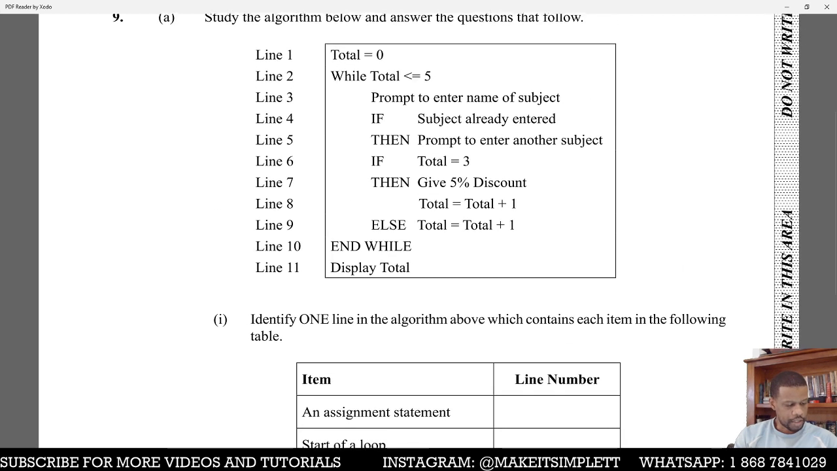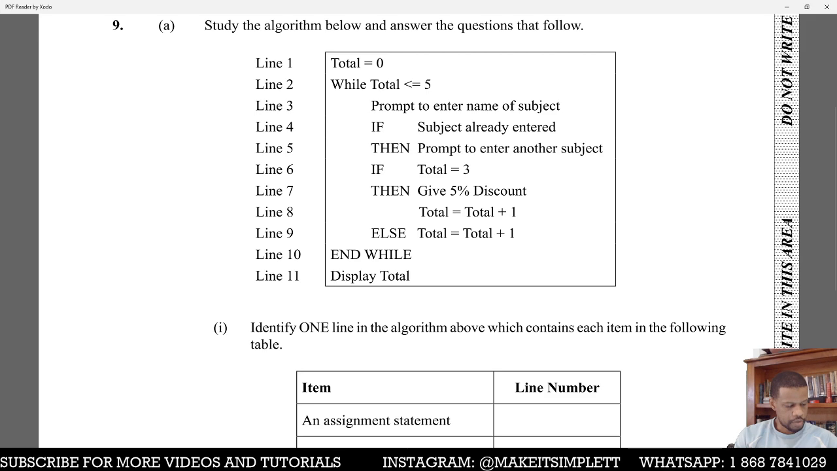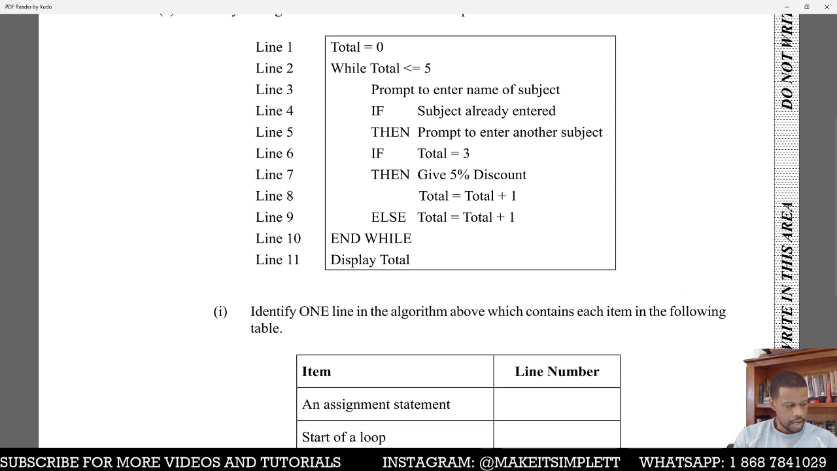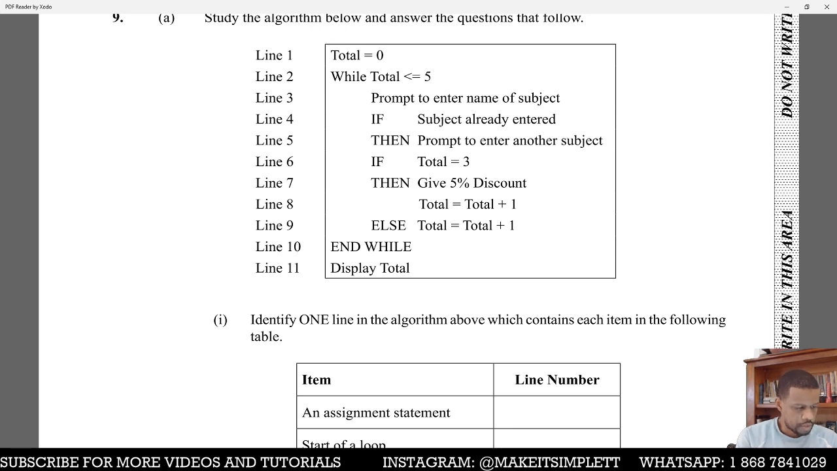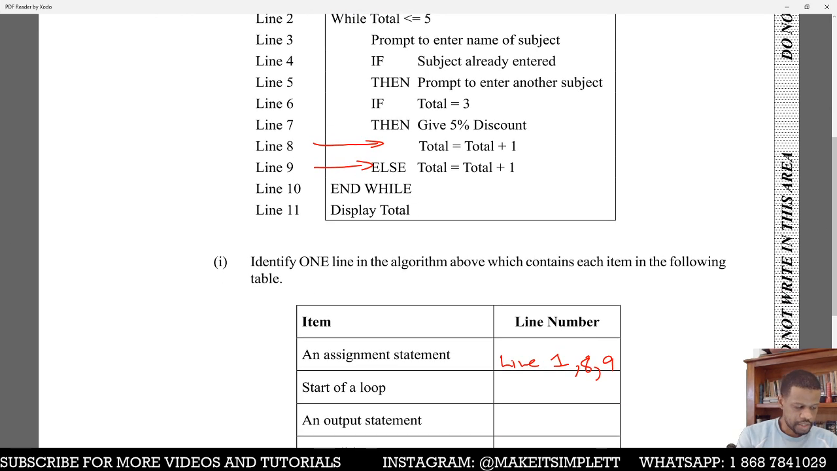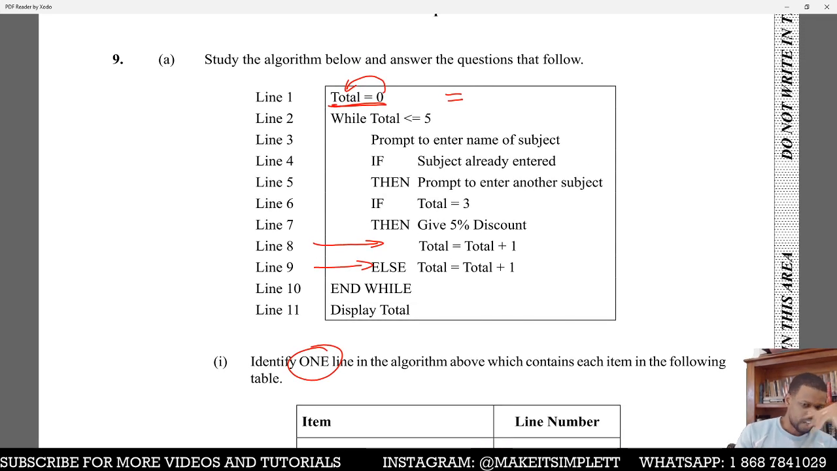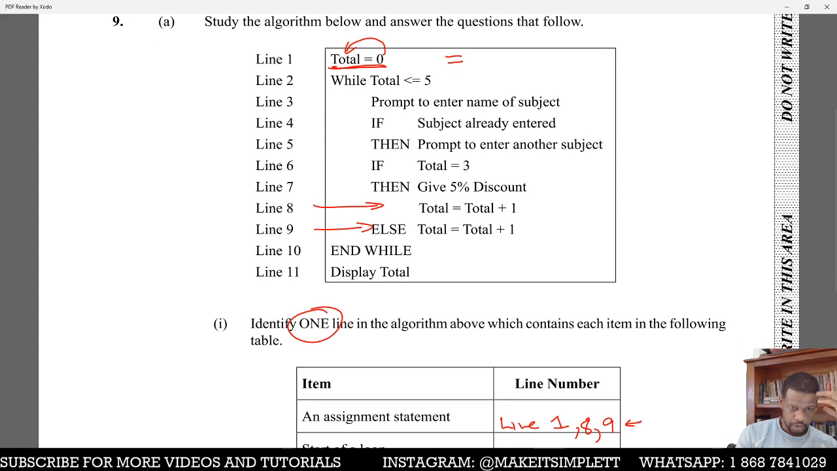Alright, identify one line in the algorithm above that contains an assignment statement. An assignment statement will be like total is equal to zero. Anytime you have something equal to something else, you're taking a number and putting it inside a variable, that's called an assignment. So lines 9, 8, and 1, or 9, right? I mean, the question said one line, but I've given you all three just so that you know. This is not Pascal, this is an algorithm. It doesn't have semicolons and code and equal signs and all of that.